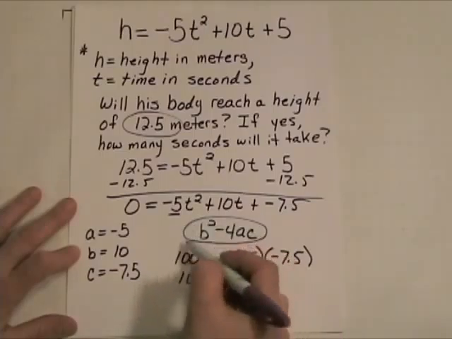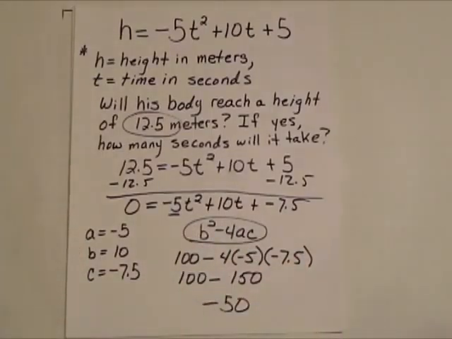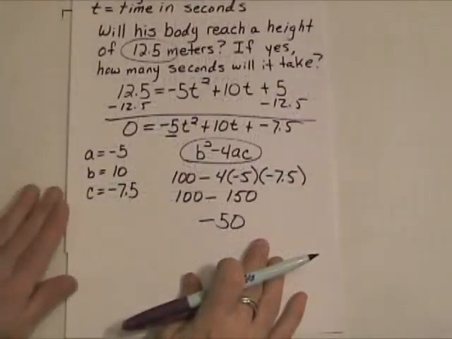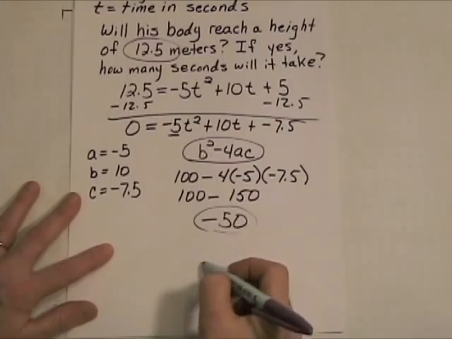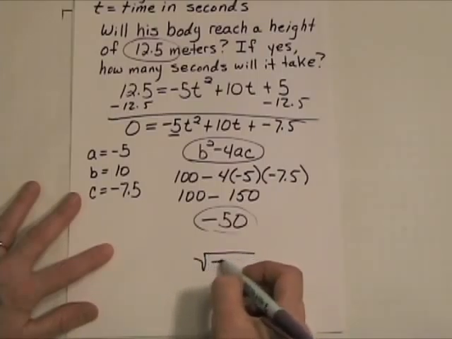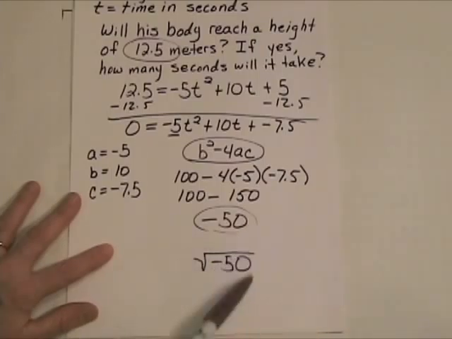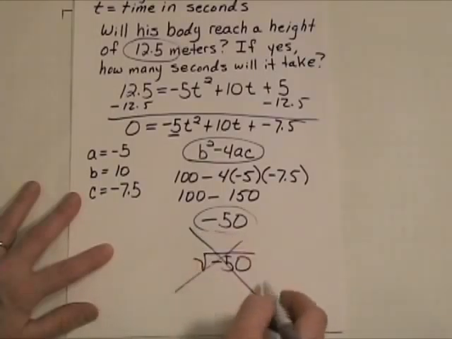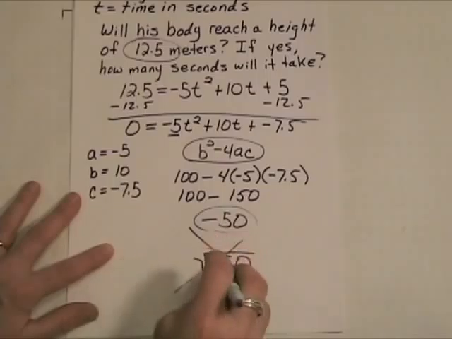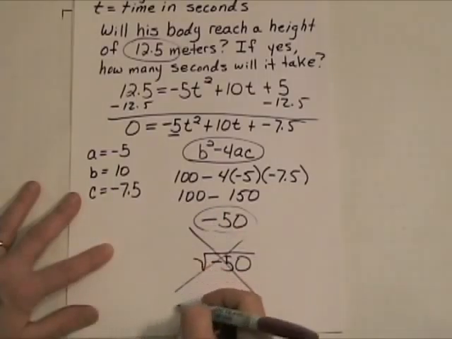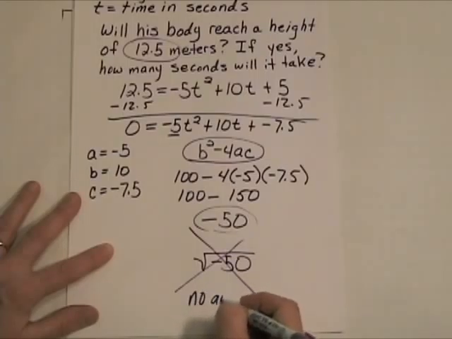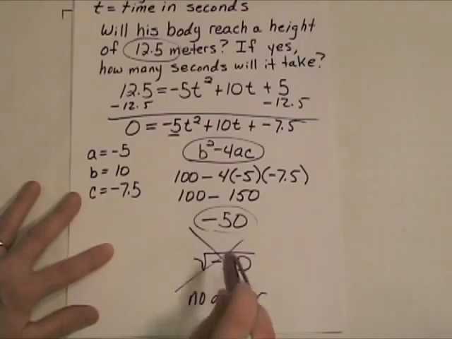Now again, remember, that's the part that would be underneath the radical sign. In the quadratic formula, it's the discriminant that is actually underneath the radical sign. So if we end up with a negative number underneath here, we're going to get an error on the calculator. This cannot be done in the real number system. So that means there is no answer. There's no answer in the real number system that will make this true.